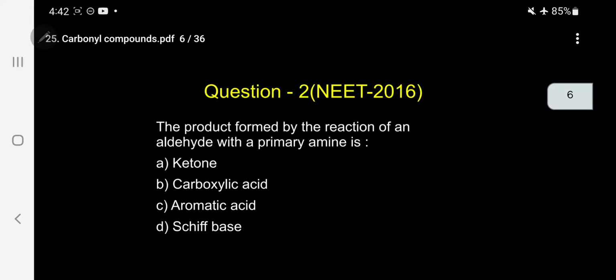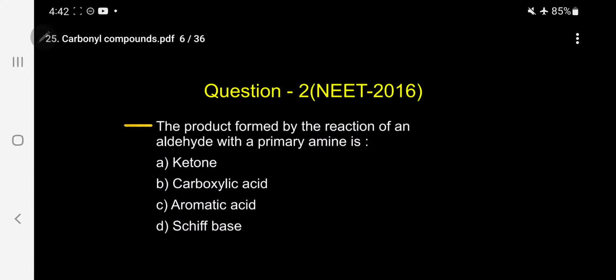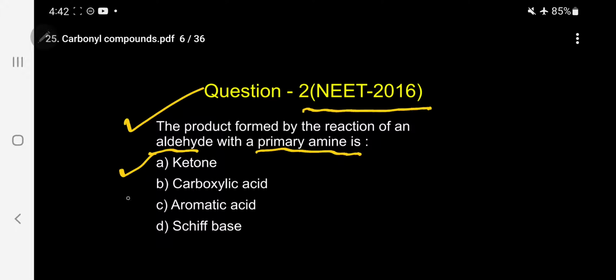Question number 2. This question was asked under NEET 2016. The product formed by the reaction of an aldehyde with a primary amine. Please follow. The product formed by the reaction of an aldehyde with a primary amine is a ketone, a carboxylic acid, an aromatic acid, or a Schiff base. The answer is probably Schiff base.